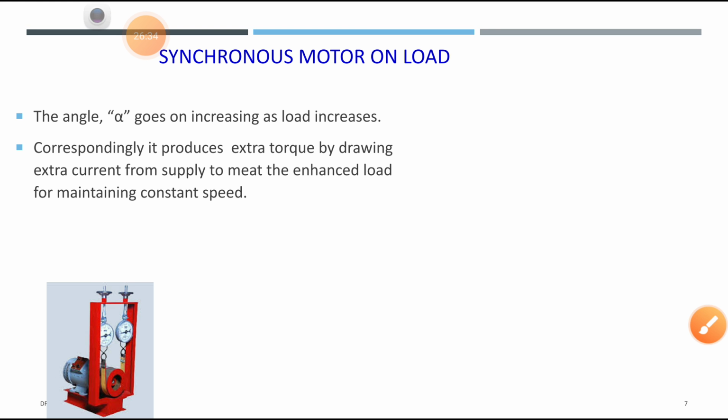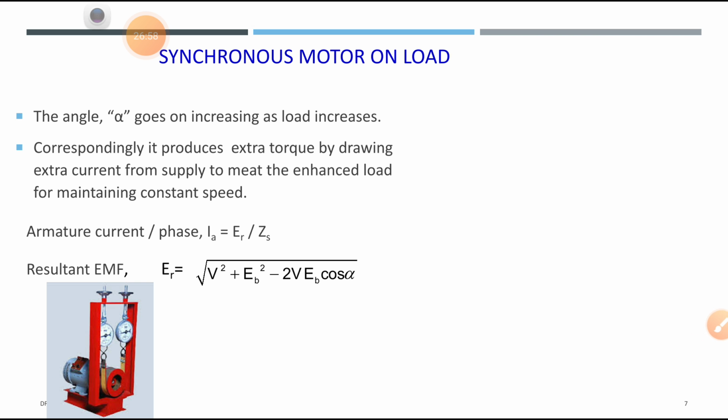Correspondingly, it produces extra torque by drawing extra current from the supply to meet the enhanced load while maintaining constant speed, because our aim is to run the motor at constant speed, for example in the case of paper mills and steel mills.